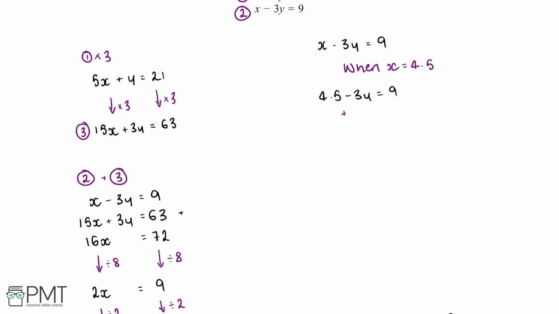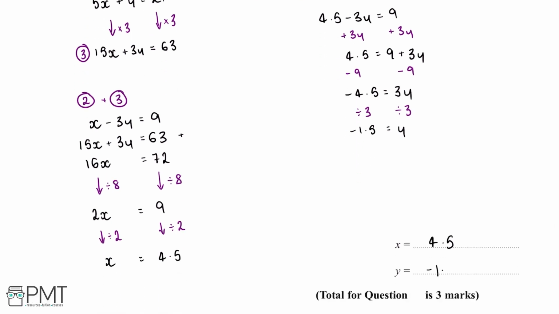So first we can add 3y to both sides of this equation. And this gives us 4.5 is equal to 9 plus 3y. Next we can minus 9 from both sides of this equation, which gives us negative 4.5 is equal to 3y. And now the final thing we can do is divide both sides by 3. And this tells us that negative 1.5 is equal to y. So we can write this into our answer box. And these are our final answers.